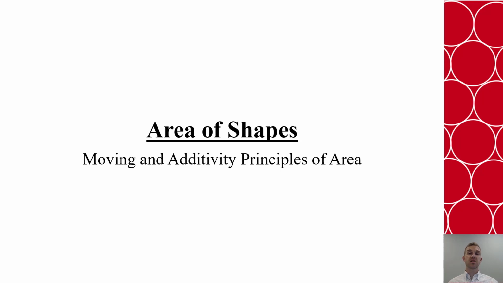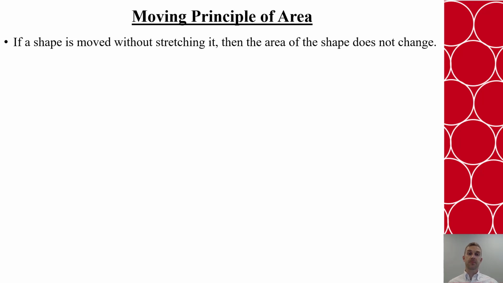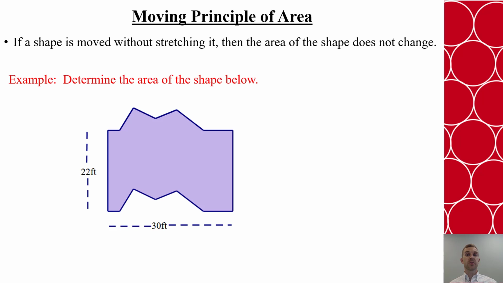In this video, we'll discuss the moving and additivity principles of area. Now, the moving principle states that if a shape is moved without stretching it, then the area of the shape does not change. That means if I reflect, rotate, or translate the shape, it's not going to change the area of that shape. And that can be helpful when I'm trying to find the areas of irregular shapes.